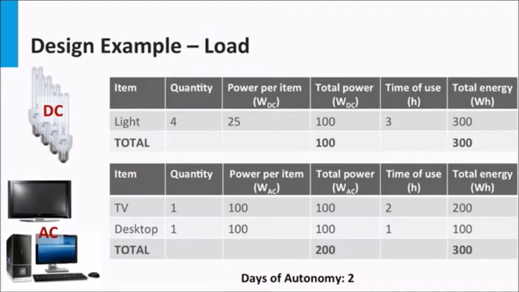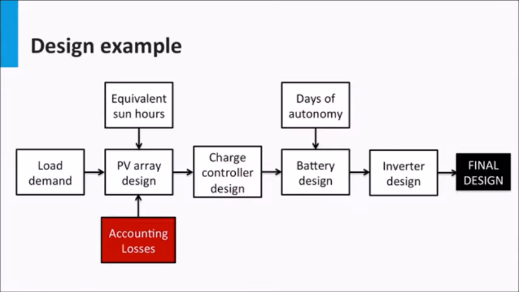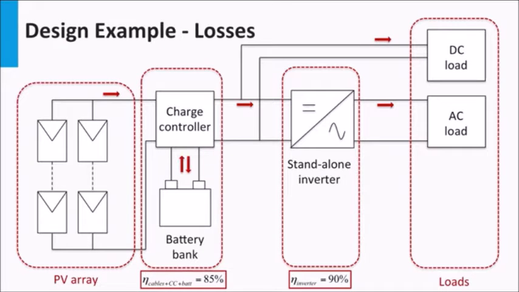It is required that the system enjoys a total autonomy of 2 days. That is, a fully charged battery should be able to feed the load when there are 2 days without solar power. Now, we must account for the various losses in the system. In doing so, we want to estimate the minimum power that the PV array is expected to deliver.